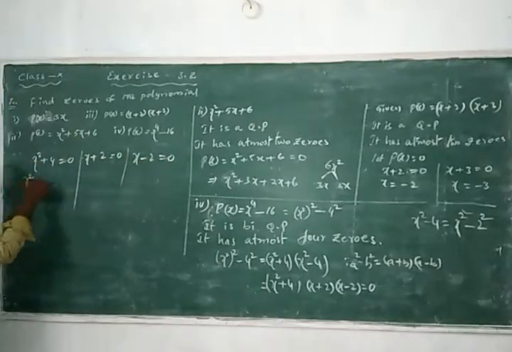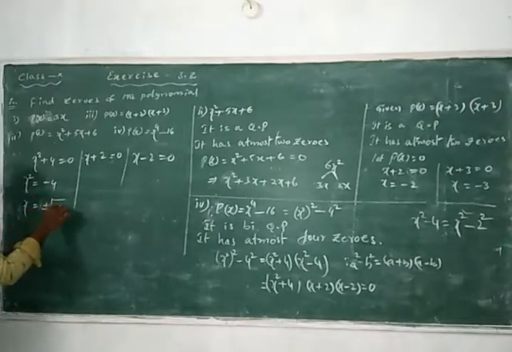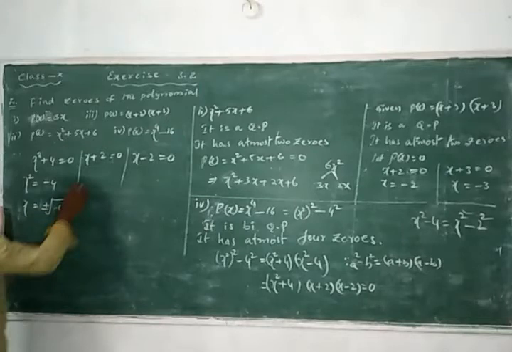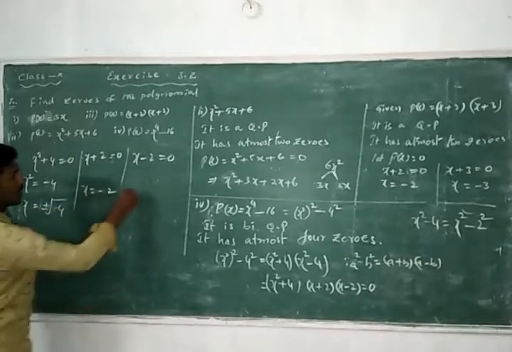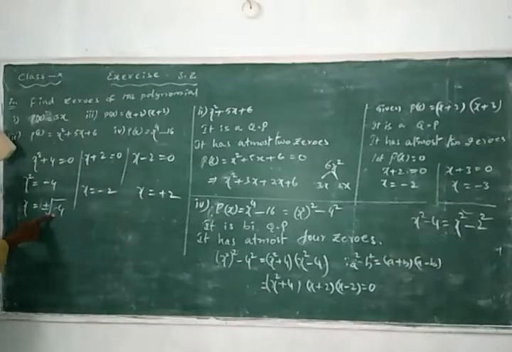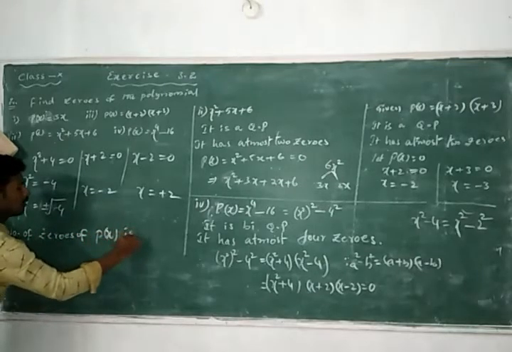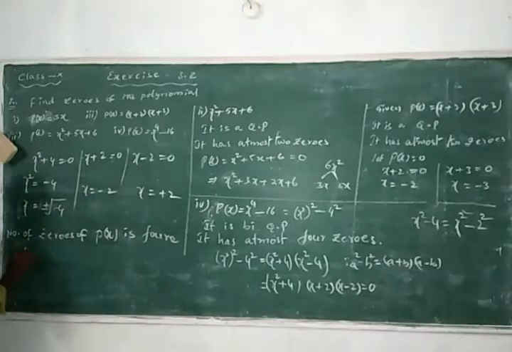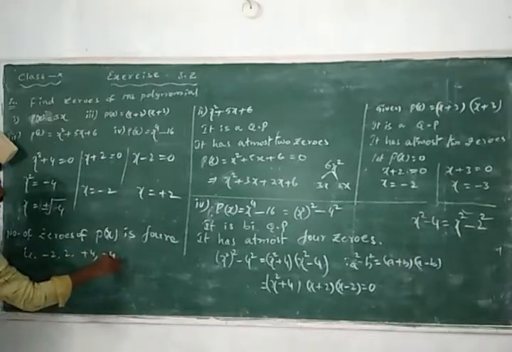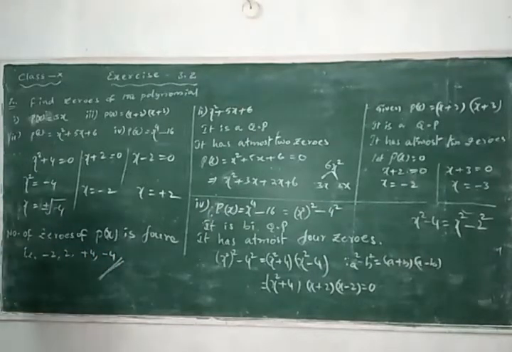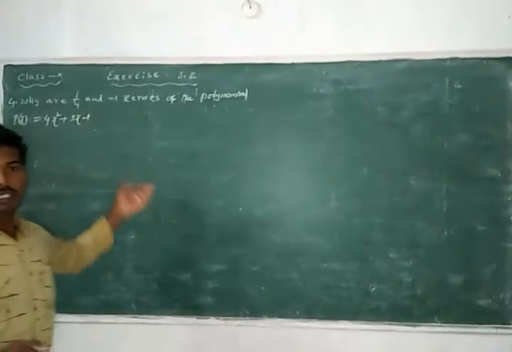Now x square is equal to minus 4, so x is equal to plus or minus root of minus 4. Then it becomes x is equal to minus 2 and x is equal to plus 2. Here 2 zeros are there. So the number of zeros of p of x is 4. That is minus 2, plus 2, plus 4, minus 4. This is the third question on the graph.